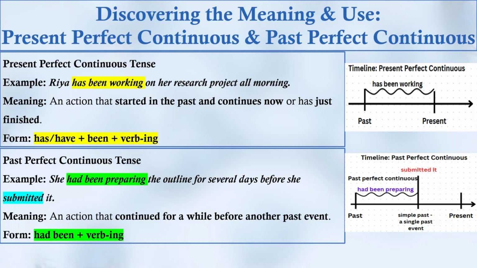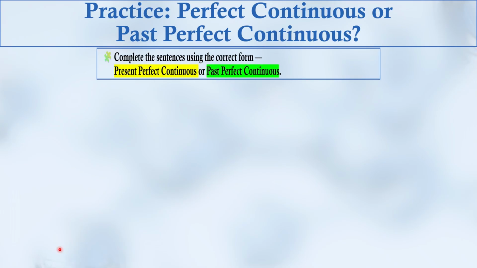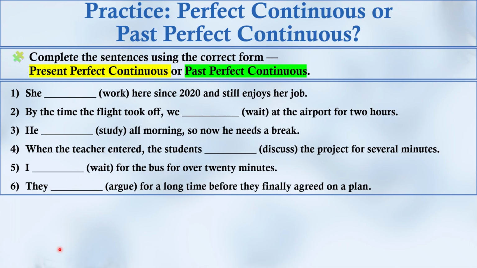So, now that you have understood the meaning and use of both tenses, let's see how we can use them in different contexts. Now it's time to practice what you have learned. You will see 6 sentences on the screen. Read each one carefully and decide whether to use the present perfect continuous or the past perfect continuous form. Think about the time reference.